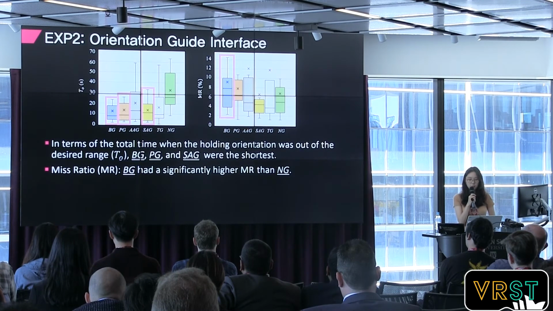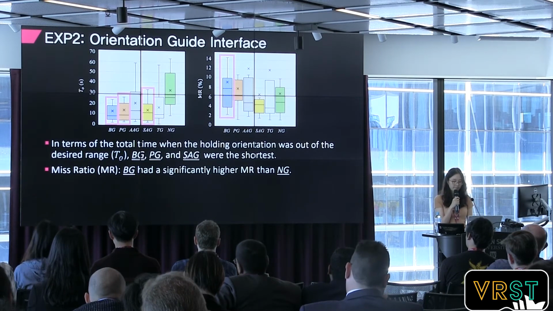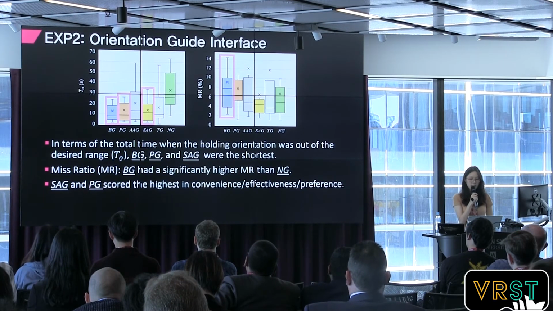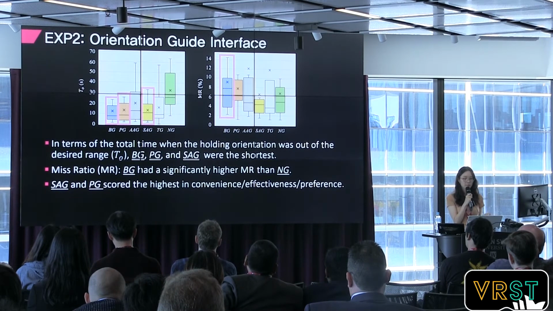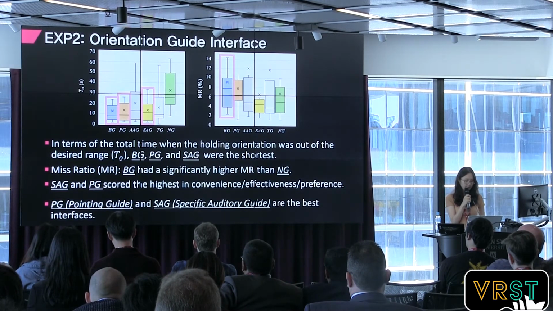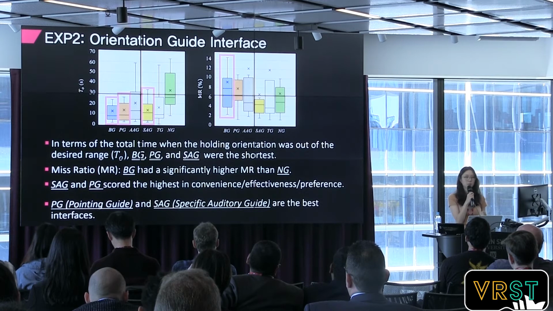As for miss ratio, brightness guide had a significantly higher miss ratio compared to that of no guide. And in the aspect of subject evaluation, specific auditory guide and pointing guide scored the highest in terms of convenience, effectiveness, and preference. Pointing guide and specific auditory guide are thus identified as the best interfaces for guiding users' holding orientation.